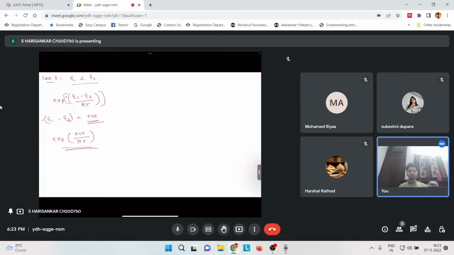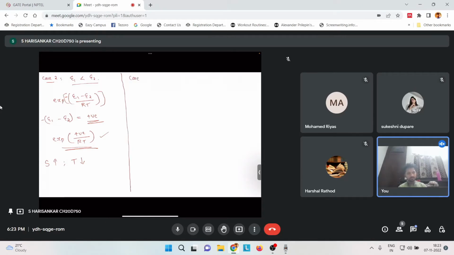Okay, so now it is the reverse of the previous case. If we want to increase the selectivity, we need to increase this exponential term, and to increase it, we have to decrease the temperature, right? If we decrease the temperature, the selectivity will increase in this case, because as the temperature decreases, the exponential term will gain more value because the numerator is positive here. So this is case 2 where E1 is less than E2.